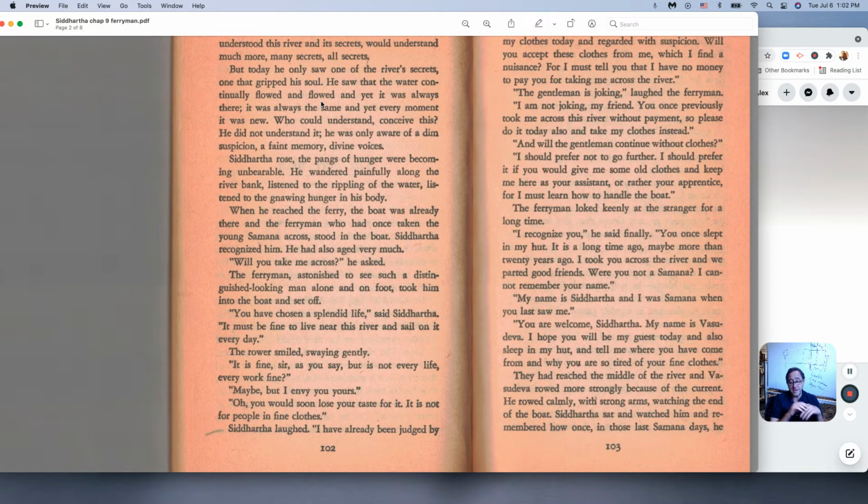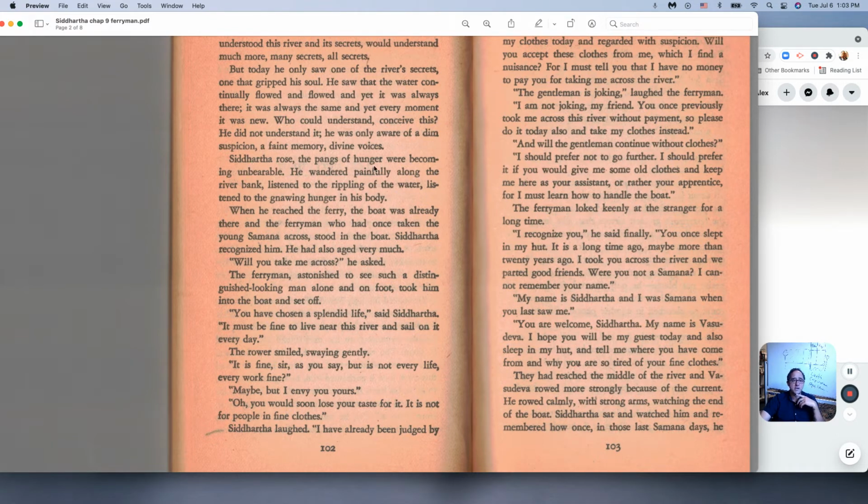This is a mystery of how our minds work. It's not really that much of a mystery, but to our minds it is, and it represents us. Who could understand, conceive this? He did not understand it. He was only aware of a dim suspicion, a faint memory, divine voices. Just like the voice inside of him, he feels like he has a connection to truth, but he can't totally grasp it. Again, seems to be the way life works for us.